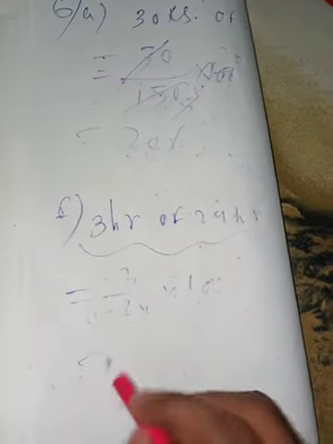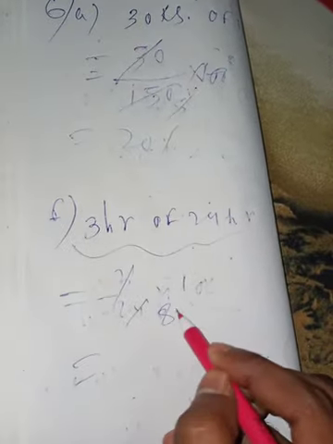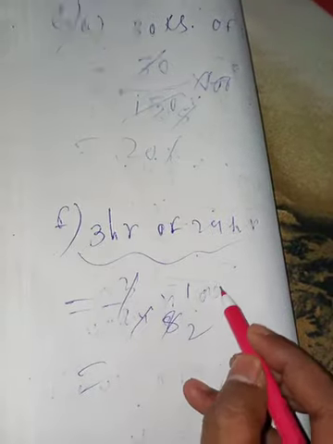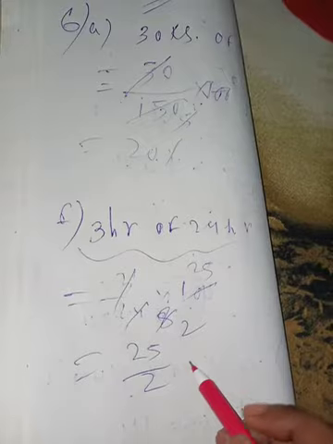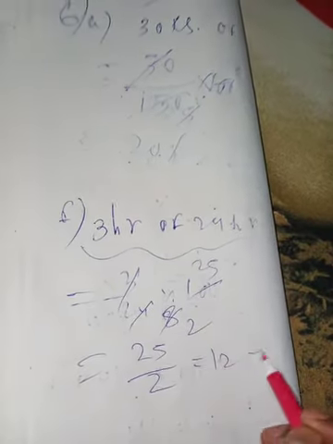Okay, one more maths I am solving. 3 hour, 24 hour. So 3 by 24 into 100. 25 by 2 equal to 12 complete 1 by 2%.